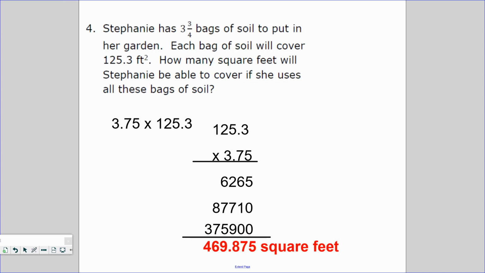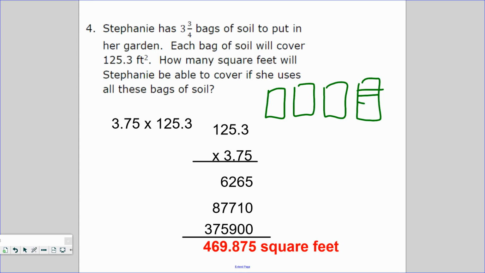Number 4, Stephanie has 3 3/4 bags of soil to put in her garden. Each bag of soil will cover 125 3/10 square feet. How many square feet will Stephanie be able to cover if she uses all of these? So I'm going to draw a picture and show you why. So here's 1 bag, 2 bags, 3 bags, and here's a fraction of a bag. Each bag will cover 125 3/10, 125 3/10, 125 3/10, and this one will not cover the entire one.